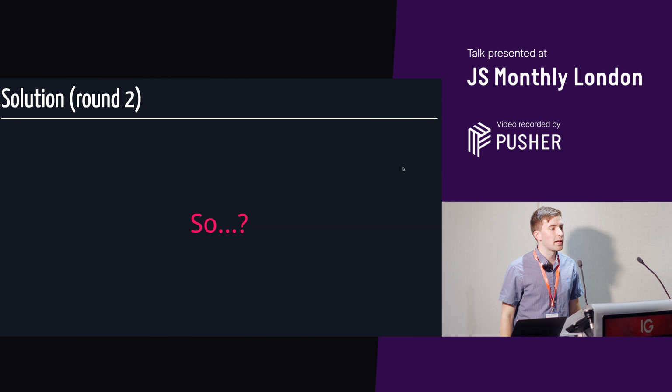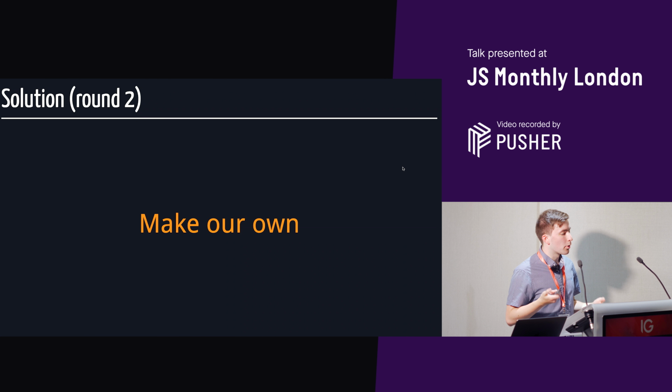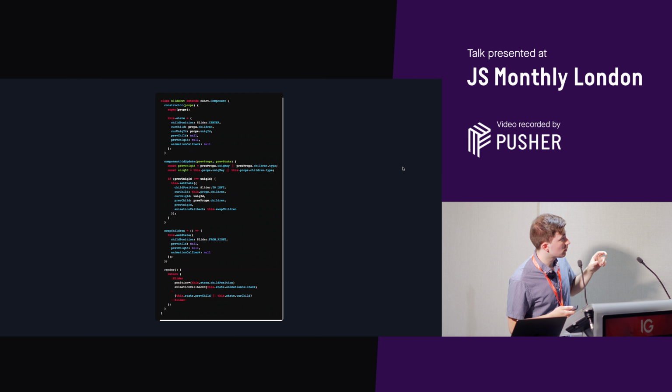So where do we go from here, right? Transition group was so close, it was almost what we were going for, but it just fell slightly short. But also remember what we were saying, that it's a really clever idea, but it's also a very simple idea. It's just storing its children in props. We can do that. And that's what this code does.